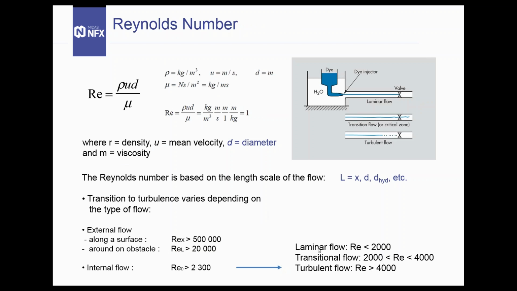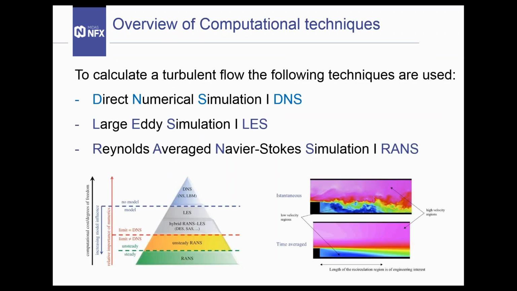But now I'm talking about the flows inside the pipe. So for different situations, this number has different values, depending on whether it's external flow or internal flow. So that's all, let's say, about this quick introduction. Right now, we will be more focused on the Midas NFX capabilities and basic definitions.